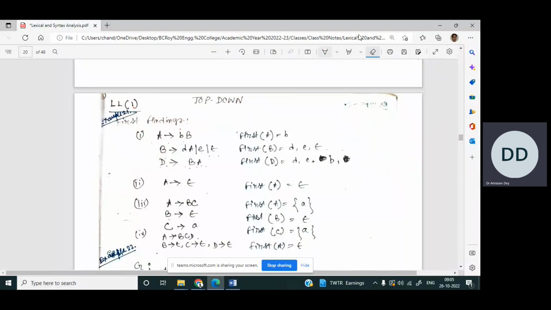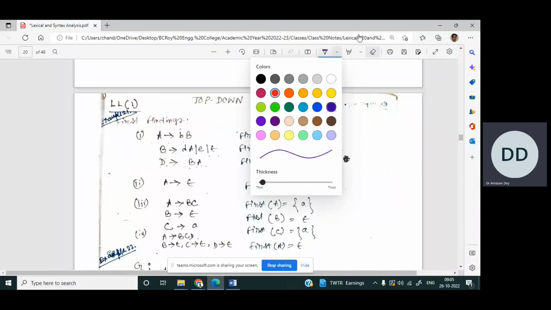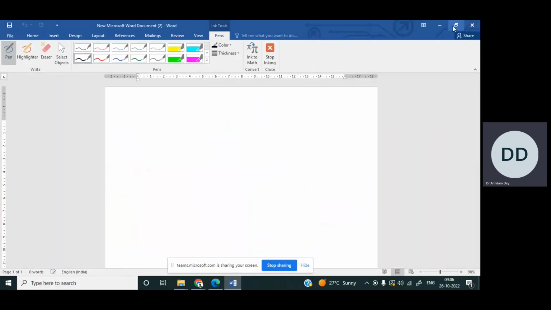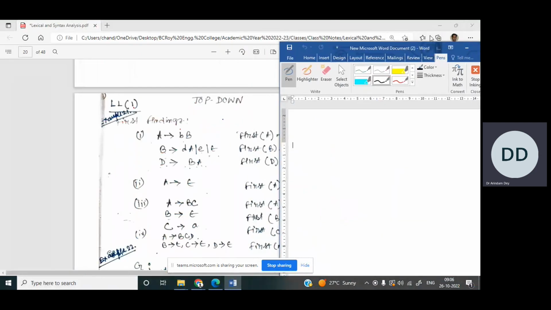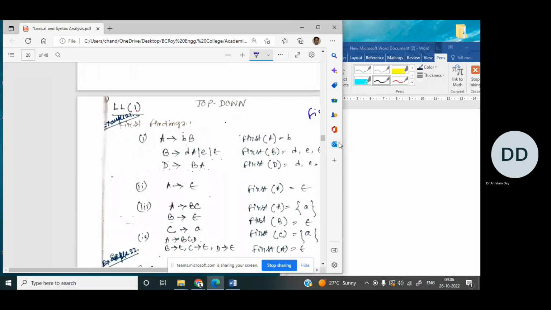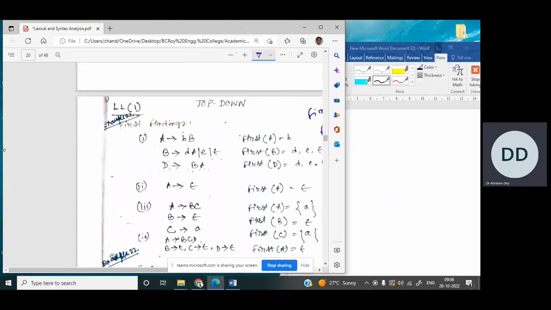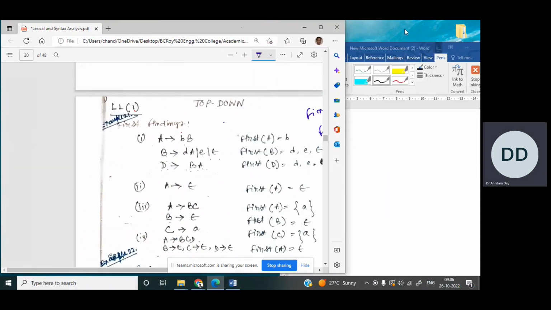Now, before entering the main part of LL1, some fundamentals you need to know. Two functions are required here to understand. One is called the first function, another is called the follow function. Let me share my screen in a different way so that I can write here simultaneously.